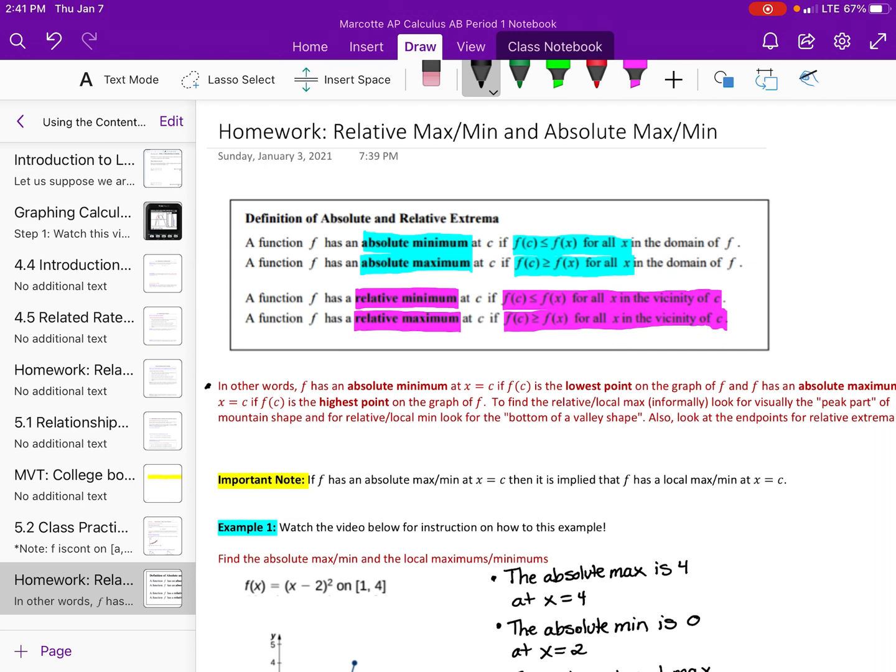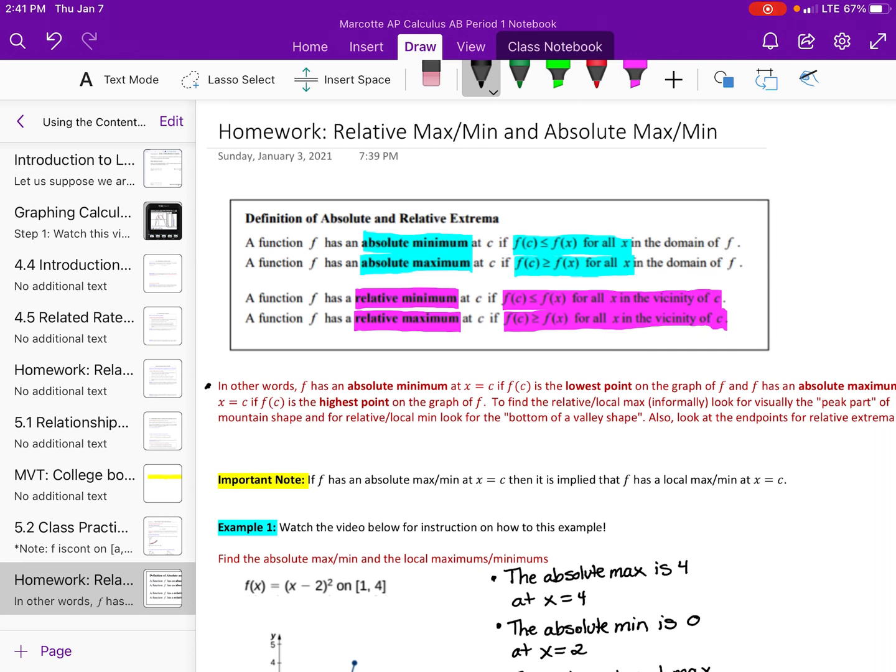Okay, so a function f has an absolute min at c if f of c is less than or equal to f of x for all x in the domain of f. And then for absolute max, it's very similar to absolute min, except we just change the inequality sign, right? So a function f has an absolute max at x equals c, or point c, if f of c is greater than or equal to f of x for all x in the domain of f.